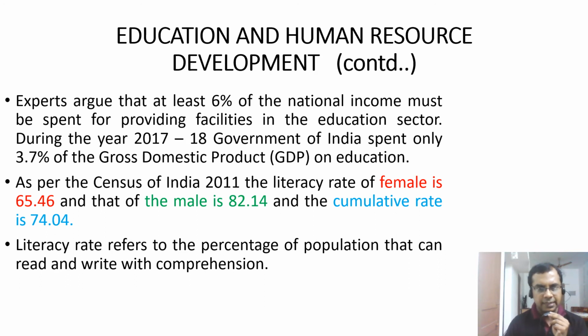Experts argue that at least 6% of the national income must be spent on providing facilities in the education sector. During the financial year 2017-18, the Government of India spent only 3.7% of GDP, or gross domestic product, on education. As per the census of 2011, the literacy rate of females is 65.46% when compared to males, which is as high as 82.14%, and the cumulative rate stands at 74.04%. The literacy rate refers to the percentage of population that can read and write with comprehension.